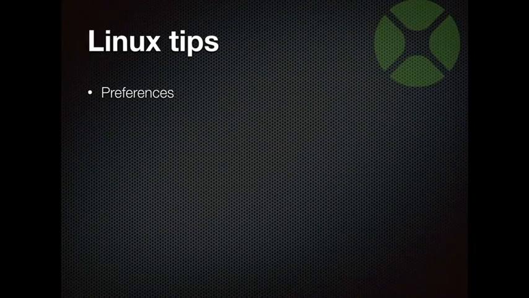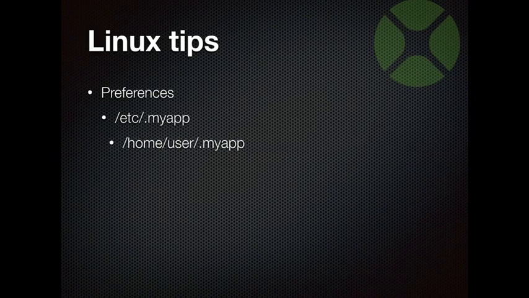So just a few Linux tips. Preferences, if you want them globally, which normally you don't want to store global preferences, but if you did, you would put them in the etc folder / your app name. But generally, you want to put your preferences in the user's home folder, and that can just live in your user home folder with a .application name.